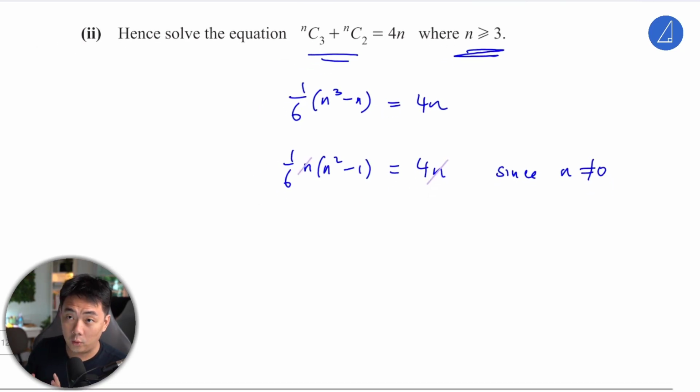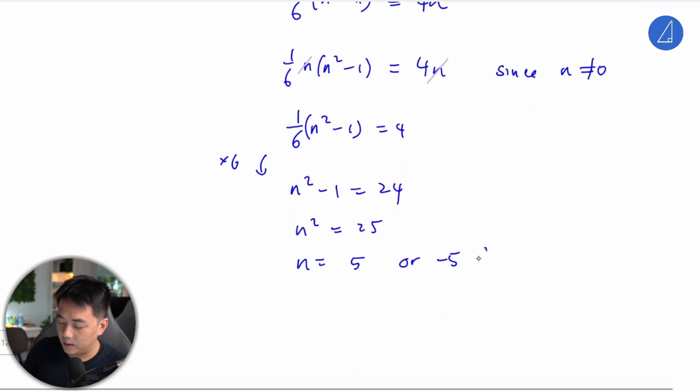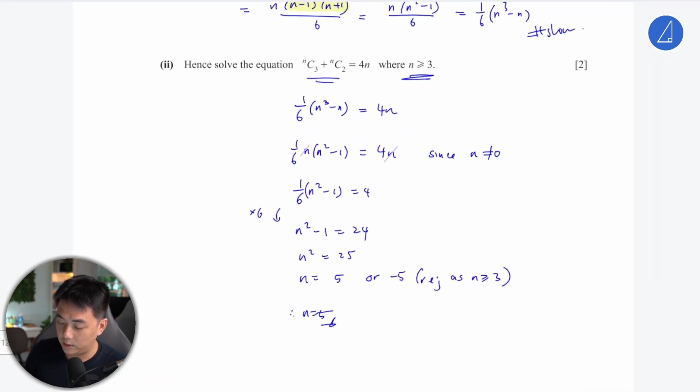But we have to be very careful with this, because when you cancel it out, you just need to make sure that it is not a solution, that it's not a root. So this 1 over 6, n squared minus 1, equals 4. Multiply by 6 both sides will be n squared minus 1 equals 24. n squared equals 25. n equals 5 or negative 5. Obviously, we reject negative 5 as n is a positive number, at least 3. So n is 5. Okay, this is the only solution there.